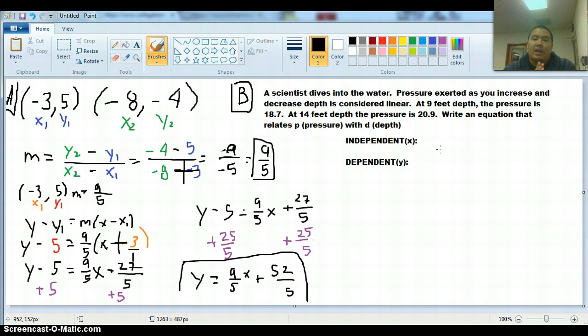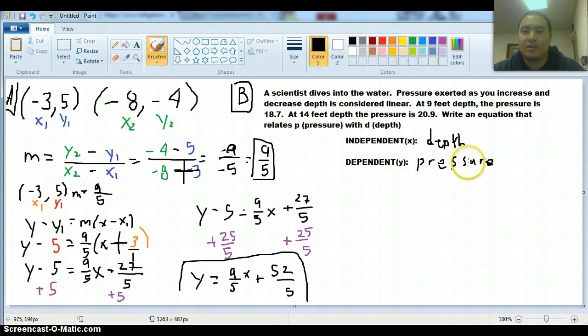Well, I normally just read them aloud to myself. I'm like, okay, so does pressure depend on depth, or does depth depend on pressure? Wait, hold on. Depth depends on pressure? No, that doesn't sound right. But pressure depends on depth? Yeah, it makes sense. The deeper you go, then the more pressure there is. So dependent has to be that it's pressure. So pressure depends on depth, and this would be depth.